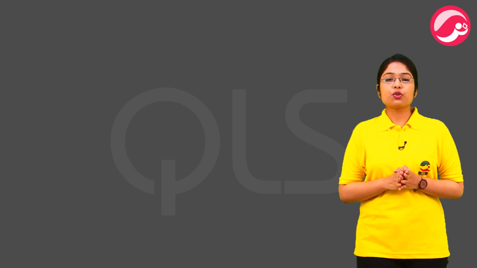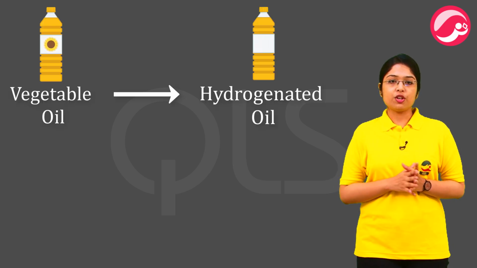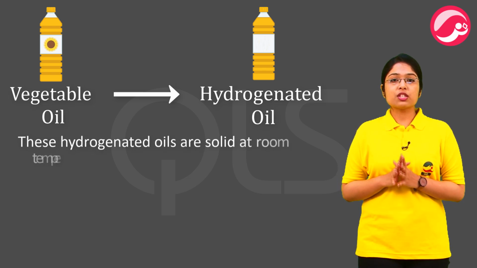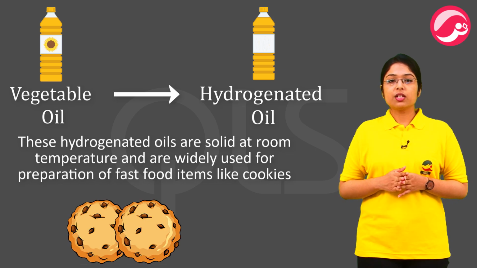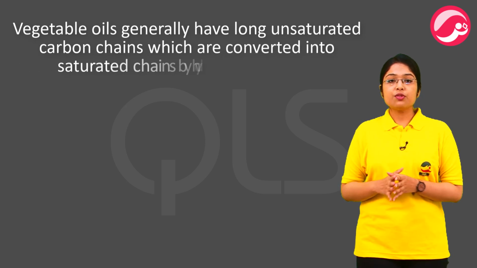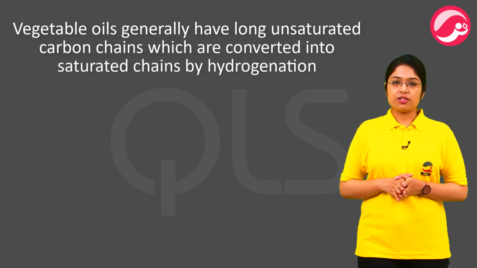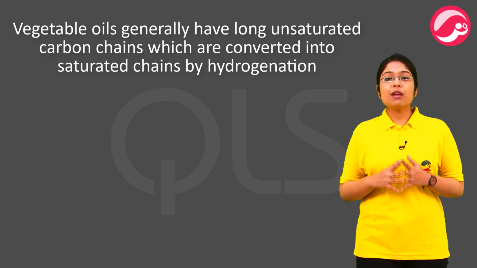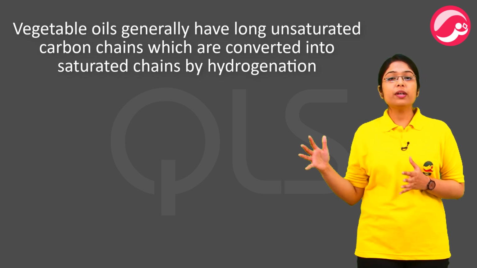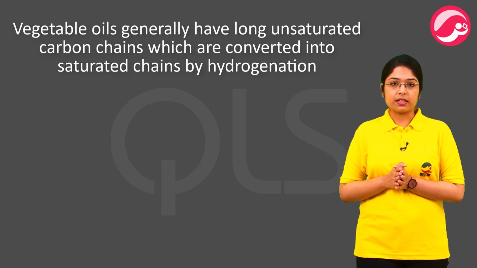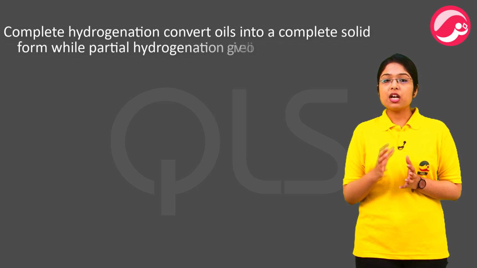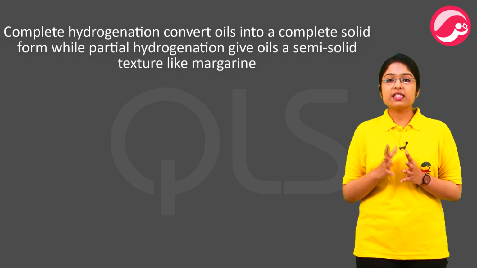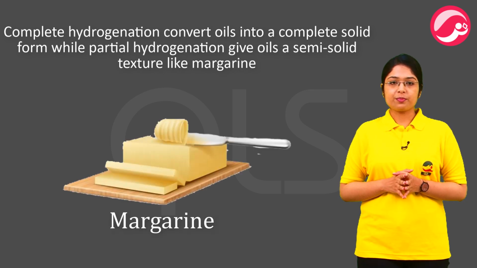Hydrogenation is commonly used to convert vegetable oils into hydrogenated oils. These hydrogenated oils are solid at room temperature and are widely used for preparation of fast food items like cookies. Vegetable oils generally have long unsaturated carbon chains which are converted into saturated chains by hydrogenation. Hydrogenation can be complete or partial. Hydrogenation पूरा भी complete भी कर सकते हैं या फिर partial hydrogenation भी कर सकते हैं. Complete hydrogenation converts oil into a complete solid form, while partial hydrogenation gives oil a semi-solid structure like margarine.